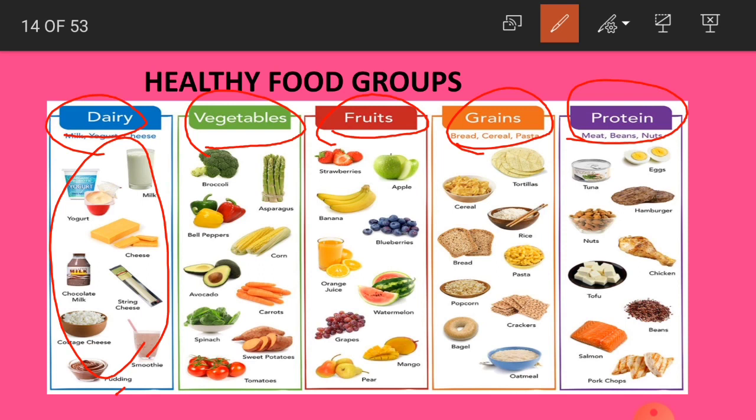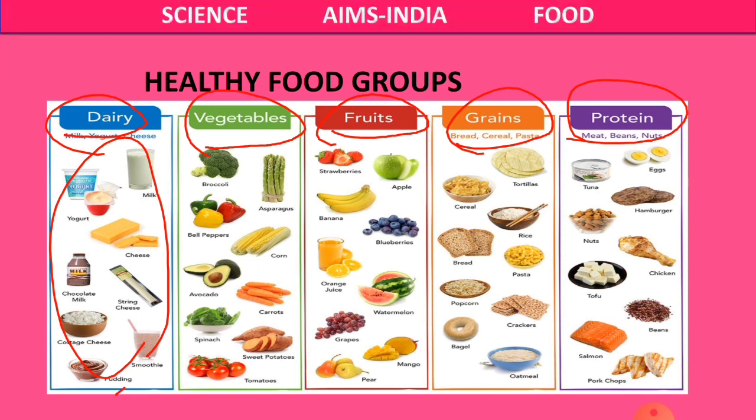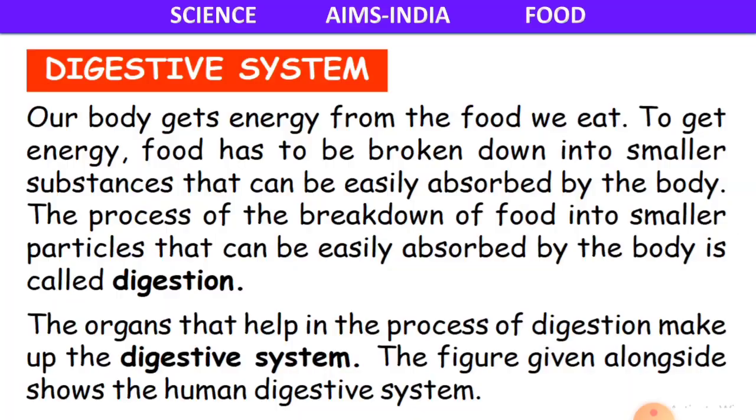stay healthy. Clear, children? Sometimes you will not like to eat vegetables. Some children don't like to eat vegetables. So that is very wrong. You have to definitely eat vegetables and green leaves so that you can stay healthy. Clear?